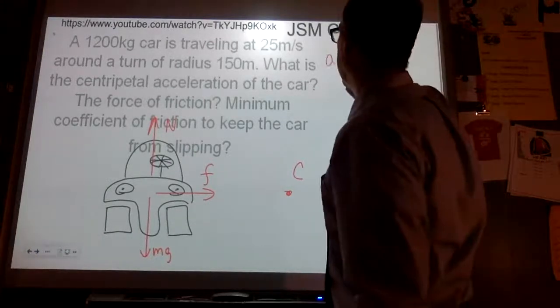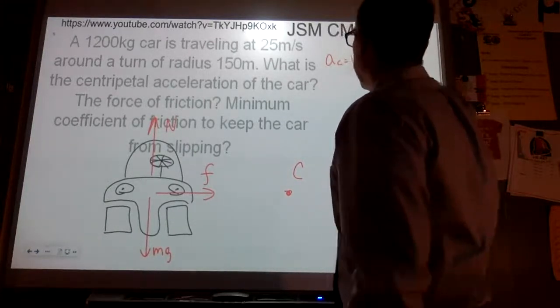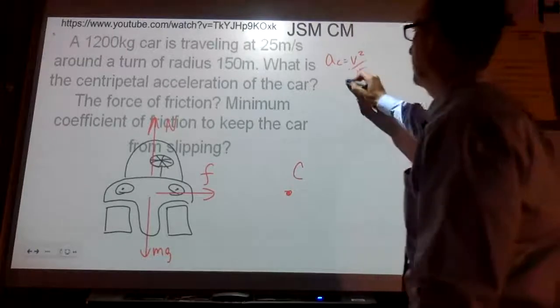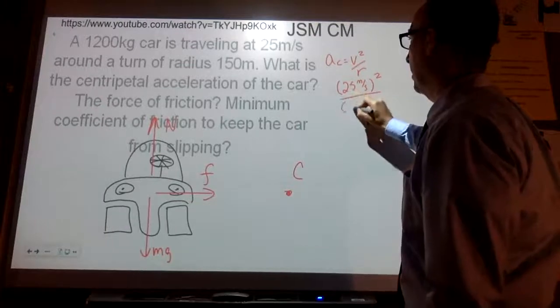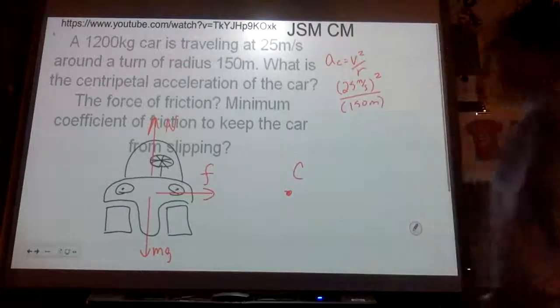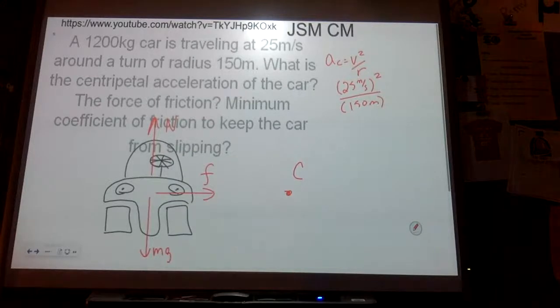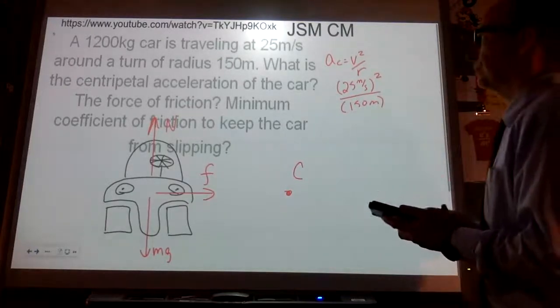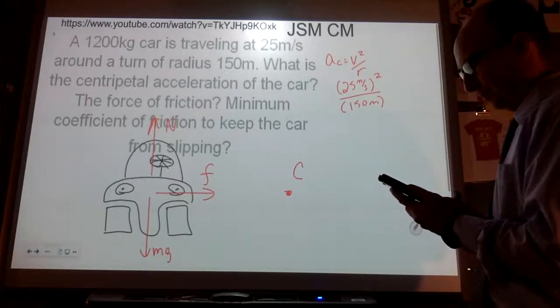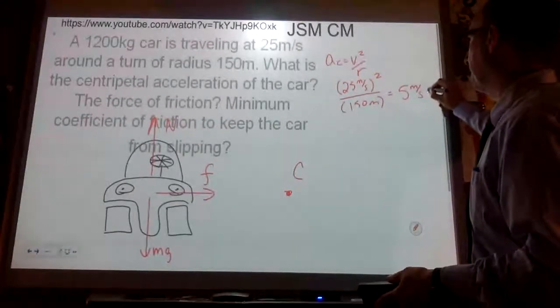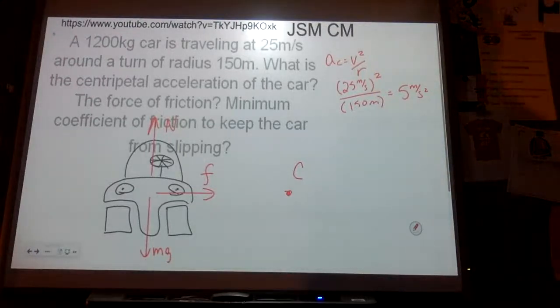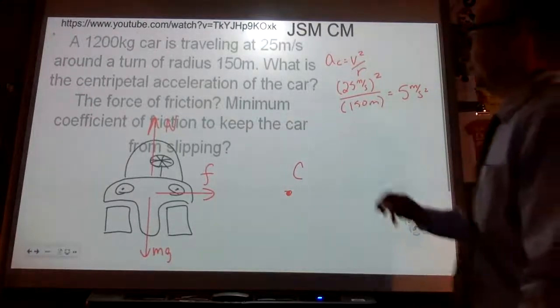All right, so I want the centripetal acceleration. This is going to be v squared over r. So this is going to be 25 meters per second squared over 150. And so I got 5 meters per second squared. What is the force of friction?